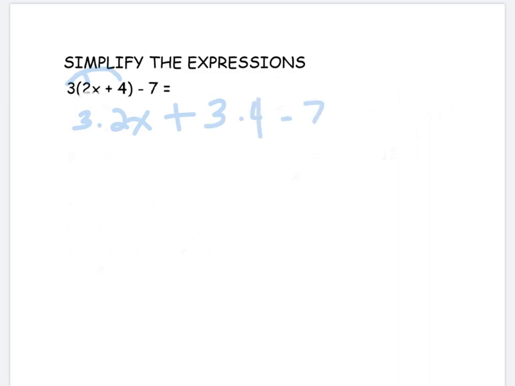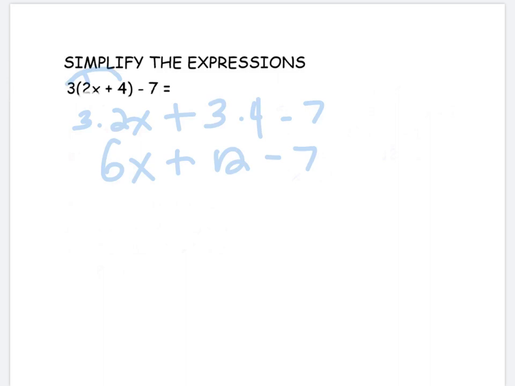So now in here I have three things. I have multiplication, I have addition, and I have subtraction. According to the order of operations, multiplication always comes first. So 3 times 2 is 6, so it's 6x. This is 3 times 2x plus 3 times 4, which is 12, and then I have minus 7.